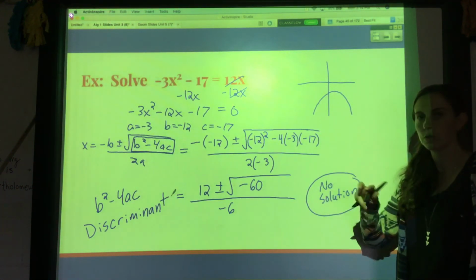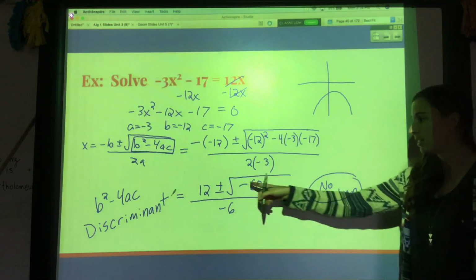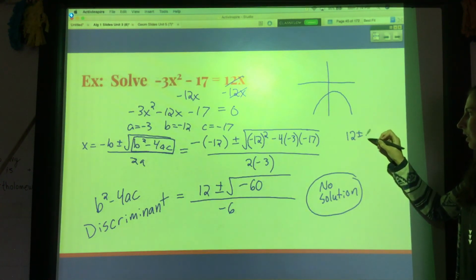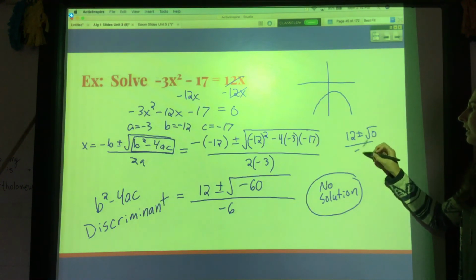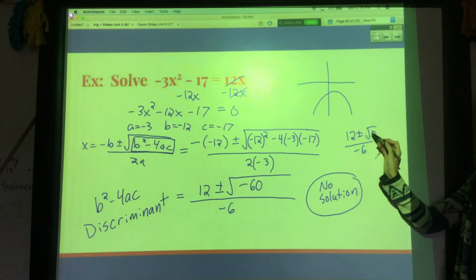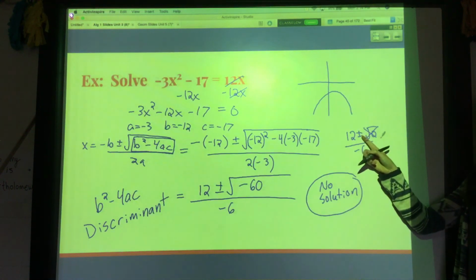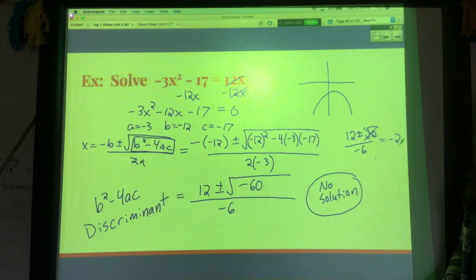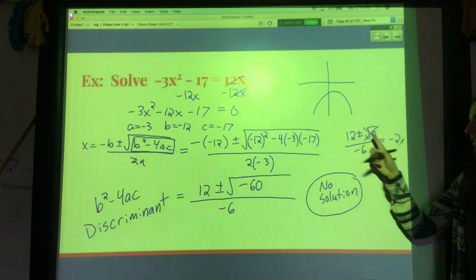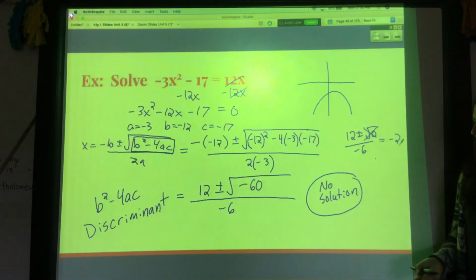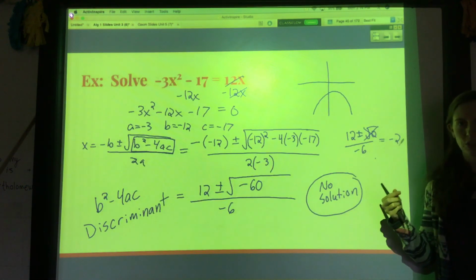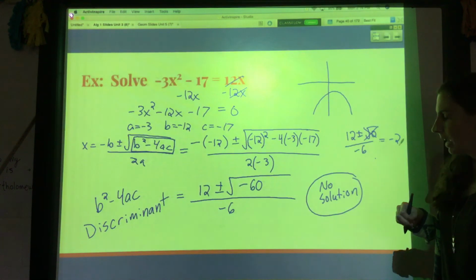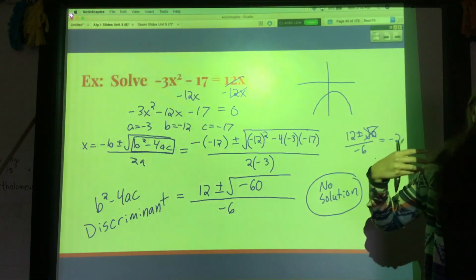multiple solutions, 2 solutions. If the discriminant was a 0, like let's say you had 12 plus or minus the square root of 0 over negative 6, this is going to go away. I'm not going to have the plus or minus anymore. It would just be 12 over negative 6, which is negative 2. And I would only get one solution because the plus and minus part is gone. So if the discriminant is 0, you actually have only one solution. Yeah, so there are other things you can do with the discriminant, but it's just kind of interesting.